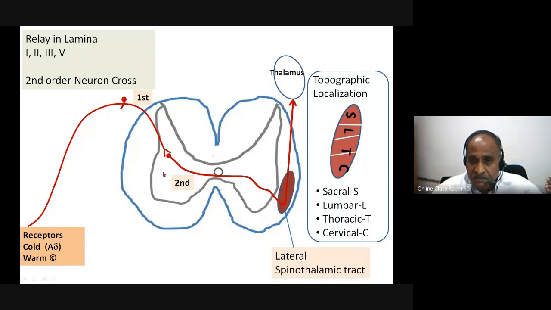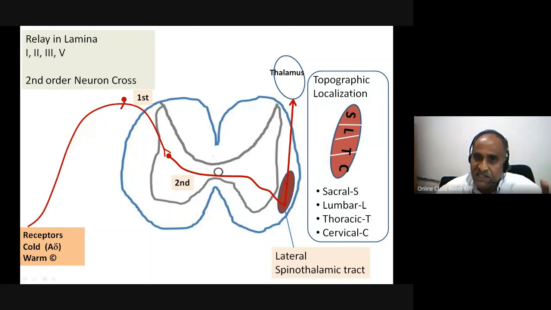Now, this one is the primary one. This is a projecting neuron to the thalamus. It makes a synaptic contact, and this will be the beginning of the second order neuron. From the second order neuron, this will go into the lateral spinothalamic tract and ascend up to the thalamus.